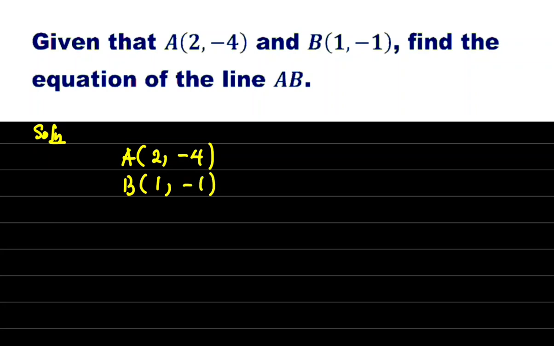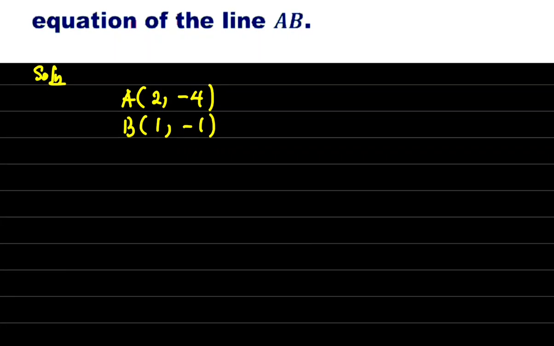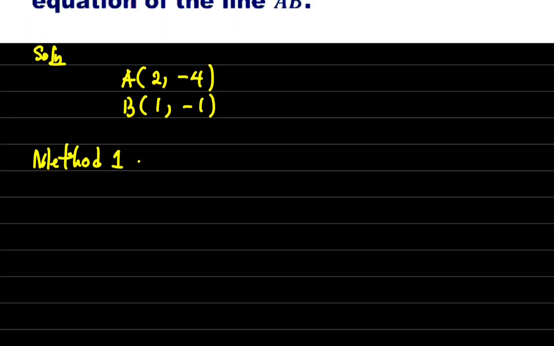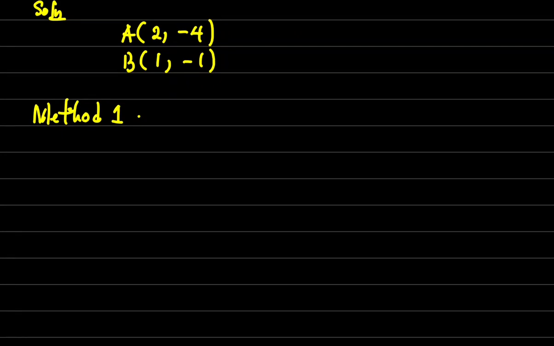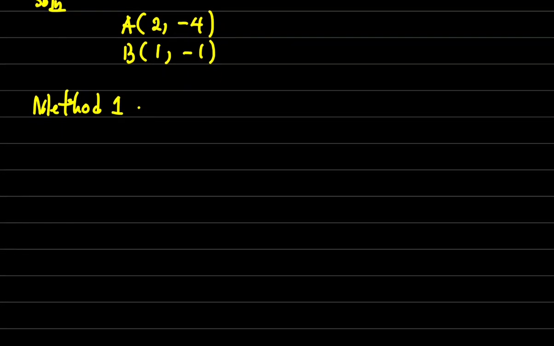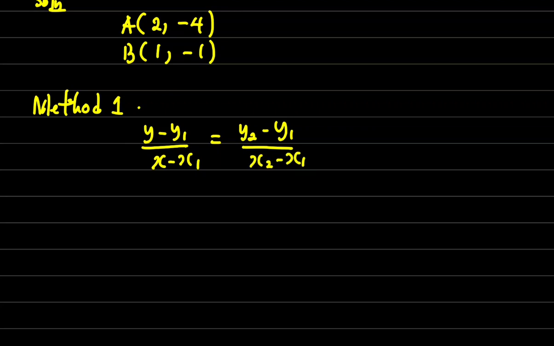There are two methods I'm going to show you here quickly. The first one, method 1: we have a relationship that will help us find our answer straight ahead. And what is the relationship? The relationship is (y - y1) over (x - x1) is equal to (y2 - y1) over (x2 - x1). So we basically just need to substitute.